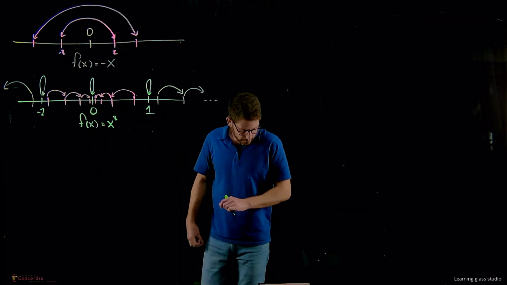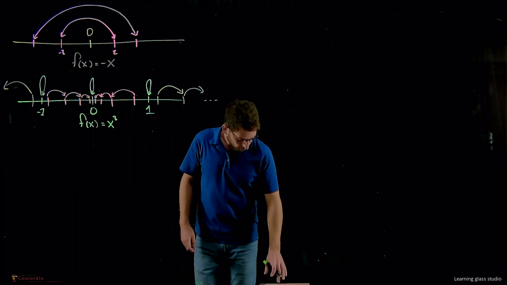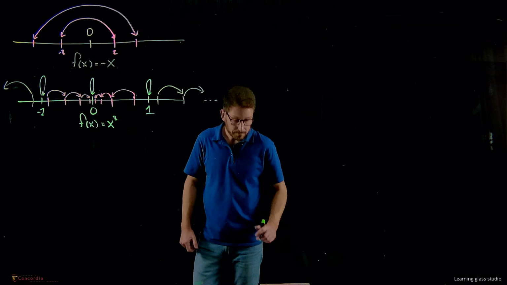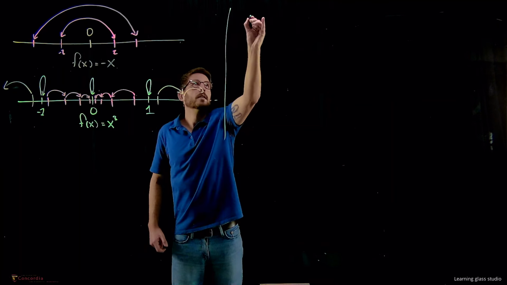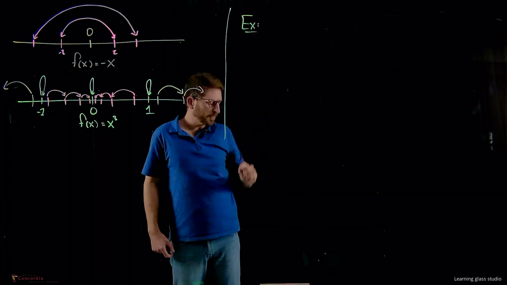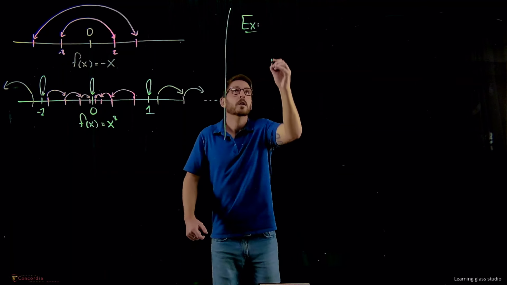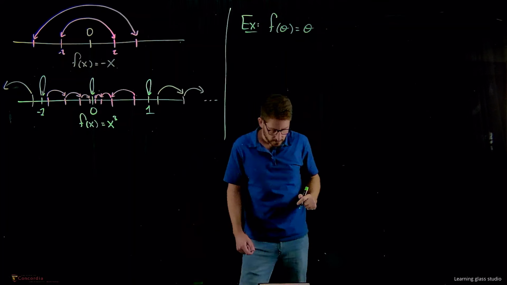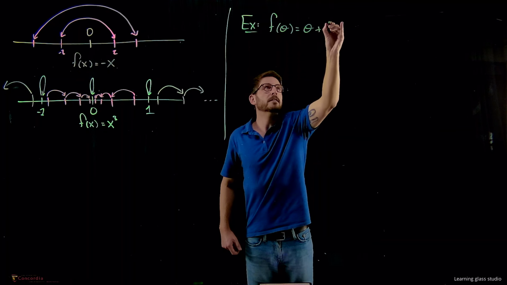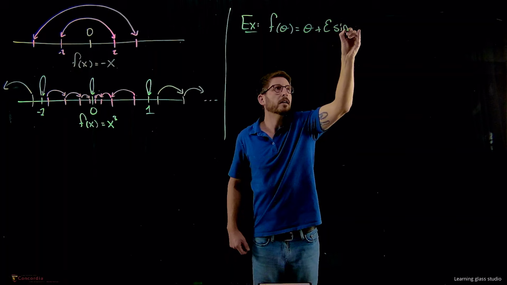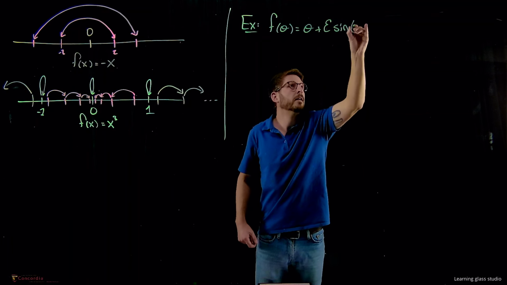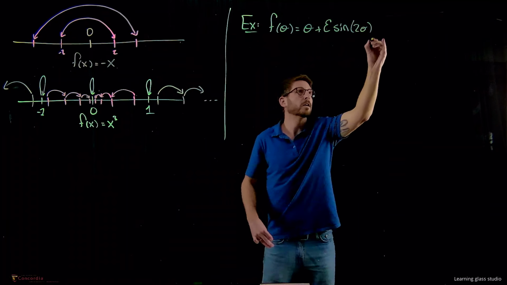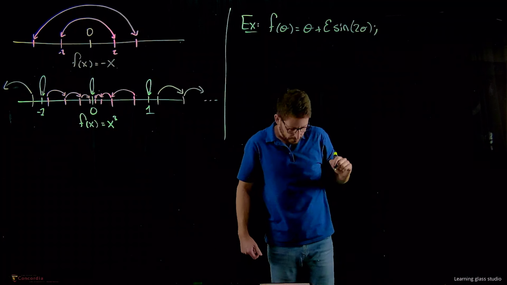And let's take a look at a couple more examples, again with the circle. So let's look at this example. When I put theta up, it always means that I'm talking about the circle. Let's say f of theta is equal to theta, so it just takes the number, and then it adds epsilon sine of 2 theta. And in this case, my epsilon is a small parameter that is going to be between 0 and 1/2.